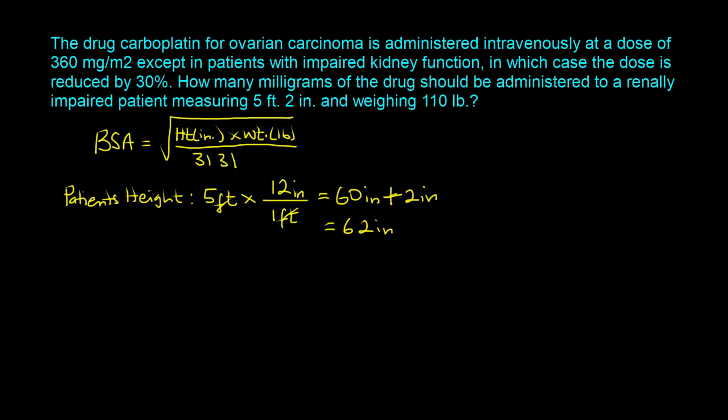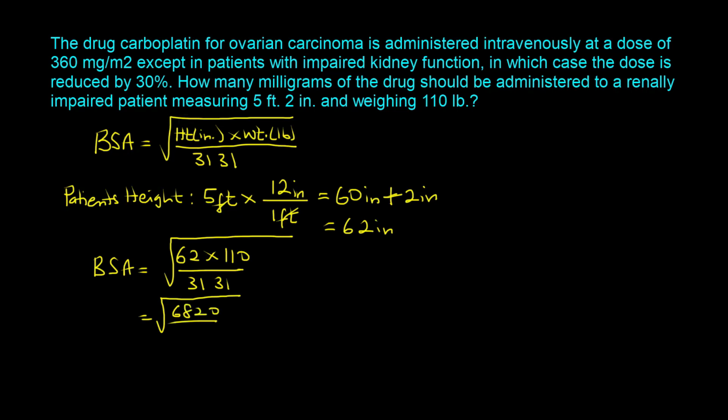So now we can go ahead and plug the information into the equation. So BSA is going to be equal to the square root of 62 times 110 divided by 31, and that should be equal to the square root of 6820 divided by 31, which is equal to the square root of 2.178, which is equal to 1.48 meters squared. So now we have the body surface area.